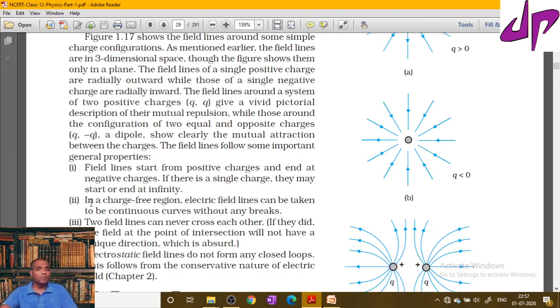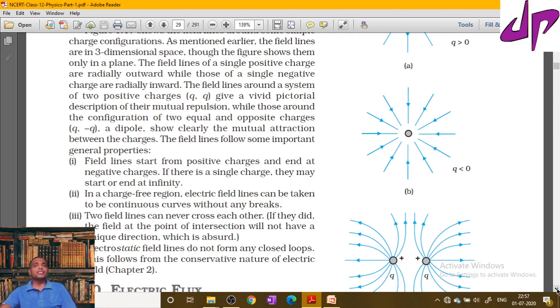And the second point: in a charge free region, electric field lines can be taken to be continuous curves without any breaks. So this is the charge free region. Here, the electric field lines we should take as curves, and that curve should not be discontinuous.